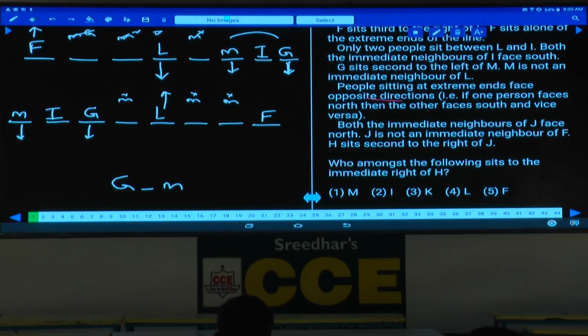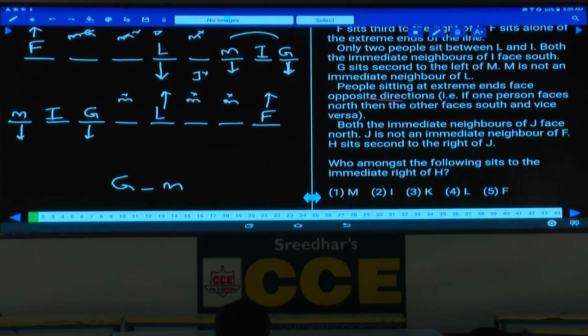Now in this one, M is facing towards south, hence F must be towards north. And people at the extreme ends face different directions, and the immediate neighbors of J face north. Now tell me whether J can be here at this place or not.